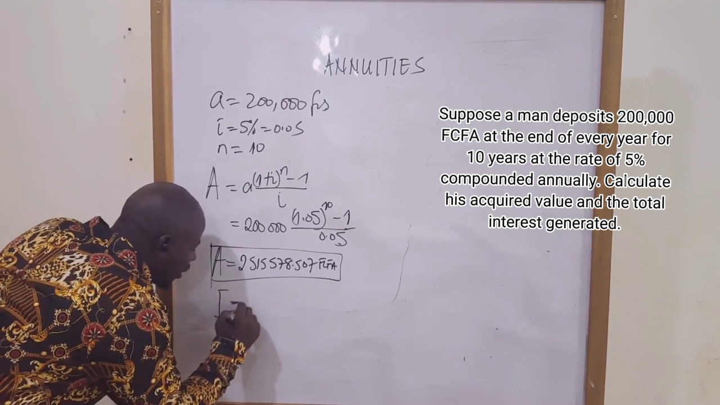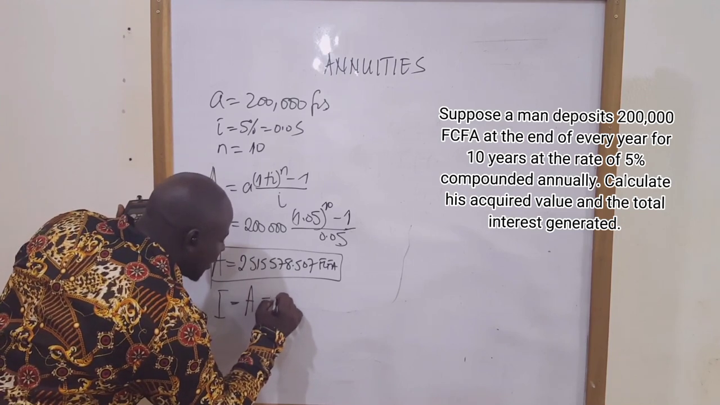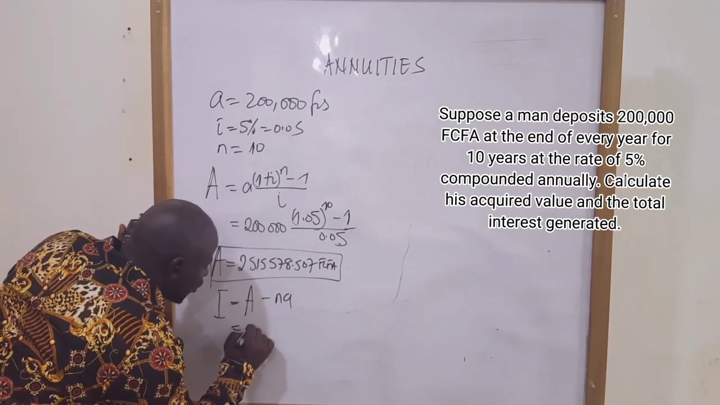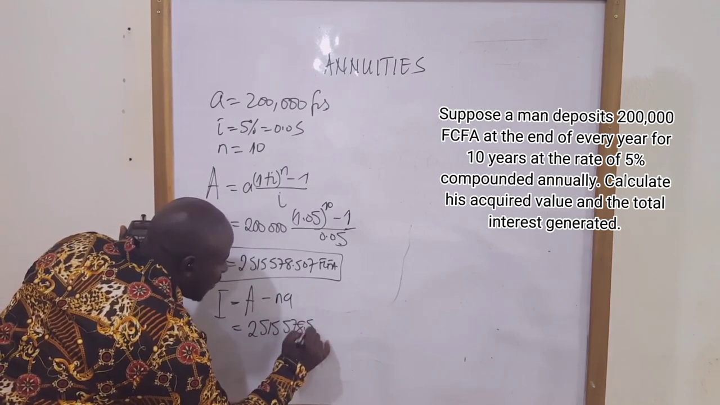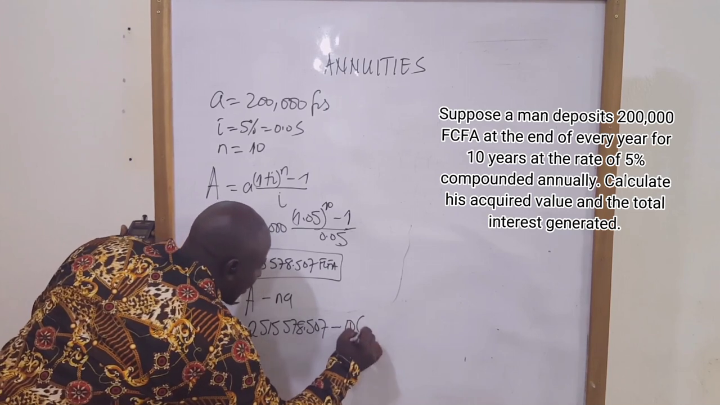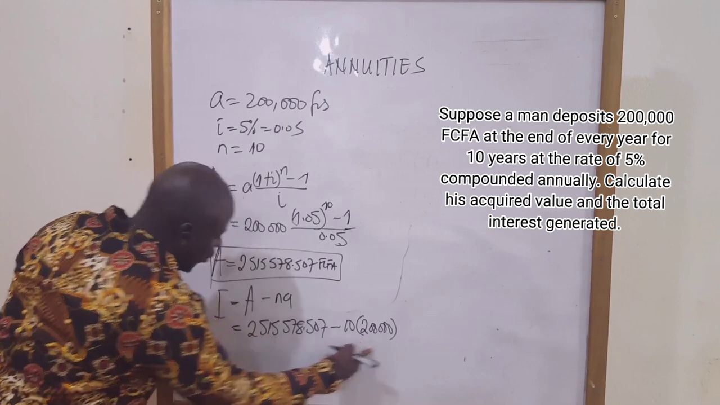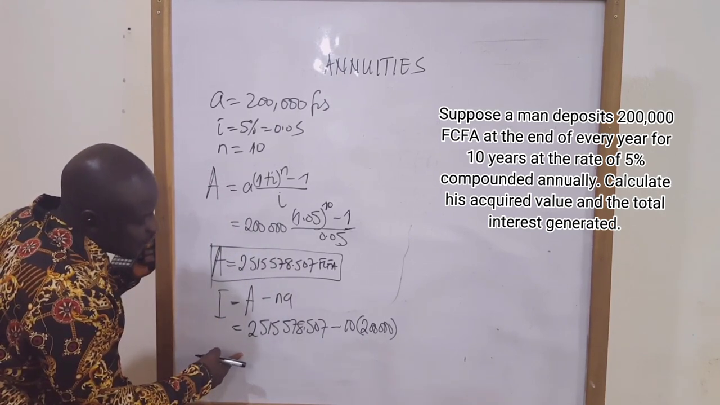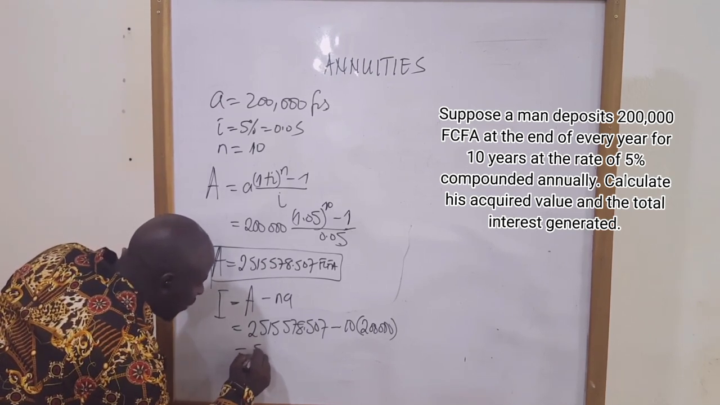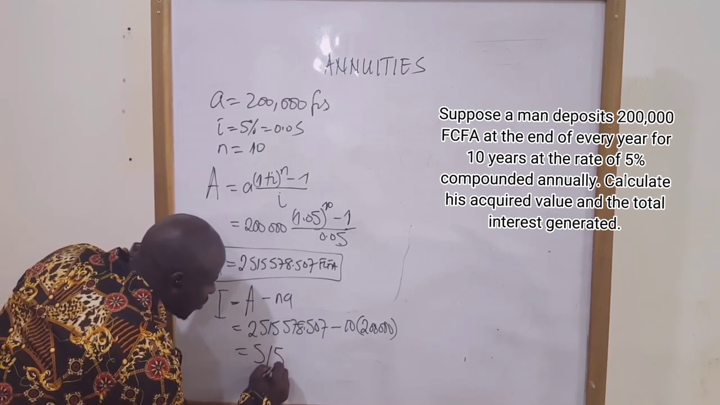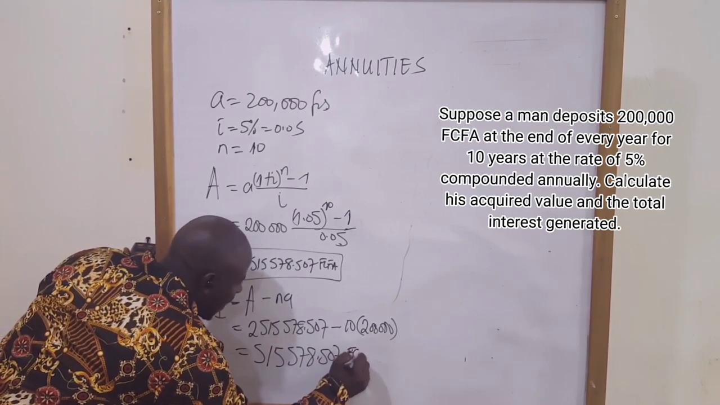To calculate the interest, take the acquired value minus the sum of the deposits made. So this will be 2,515,578.507 minus 10 times 200,000. 10 times 200,000 is going to give 2 million, which we subtract from 2,515,578.507. We are going to have a total interest of 515,578.507 francs CFA.